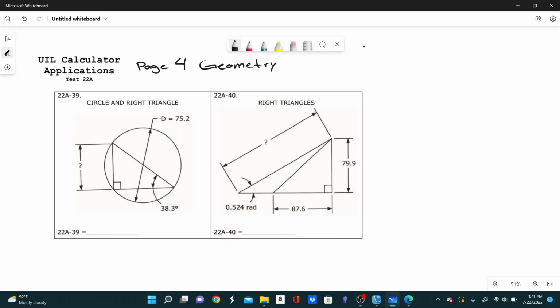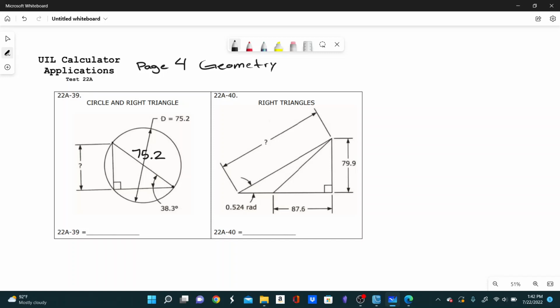Well, we can start off by recognizing that if you have a right triangle inscribed in a circle, then the hypotenuse of the right triangle is also the diameter. So this hypotenuse, since this is a right triangle, is also a diameter. So this length right here is 75.2. And then once you recognize this, it's just a very basic trigonometry problem.